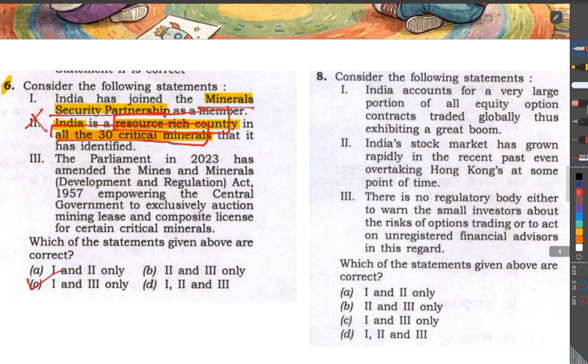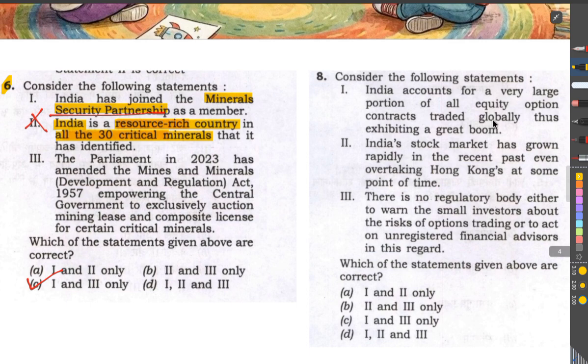So here we just used our basic knowledge and we did not use any extra additional knowledge, but we were just going through the question and we found out some of the keywords like resource rich in all the 30 critical minerals and Mineral Security Partnership. It's a partnership. So just by identifying the keywords and by reading the question, we understood the answer.